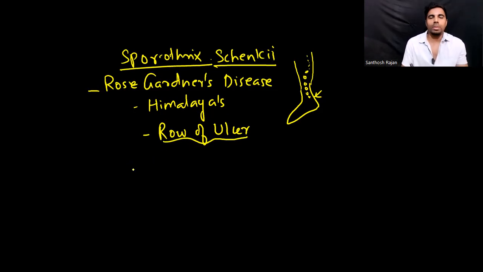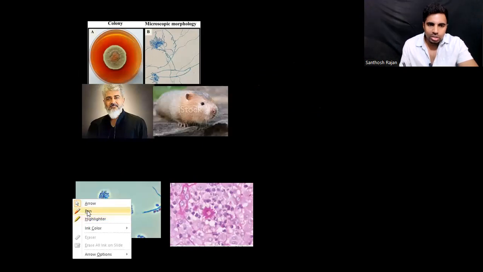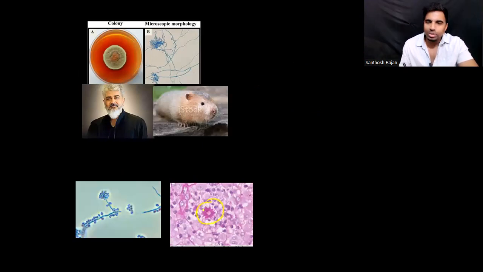And then the findings. But what is important? We just spoke about the previous one. There are important things. What are the diagnosis parts? One is what you will see: asteroid body, right? Asteroid body is basically, if you remember, in the previous picture we discussed, this is the one. So this is the asteroid body. It looks like an asteroid.